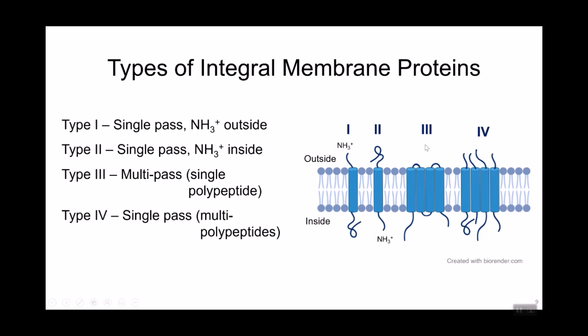And a type 3 integral membrane protein would have multiple TMs. For these proteins, you can either have the N-terminus on the inside, as shown here, or on the outside. Where the C-terminus lies really depends on how many TMs are present. So an even number would result in it being on the same side as the N-terminus, and the multiple TMs would then be connected by loops that are generally hydrophilic in nature. Type 4 are multipass as well, but they contain multiple polypeptides that come together and associate to form a complex in the membrane.